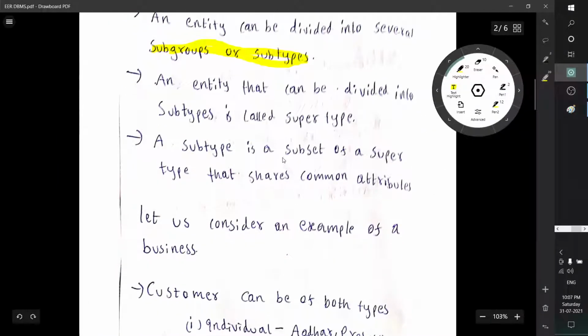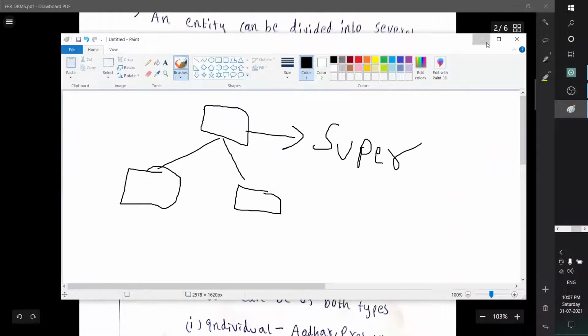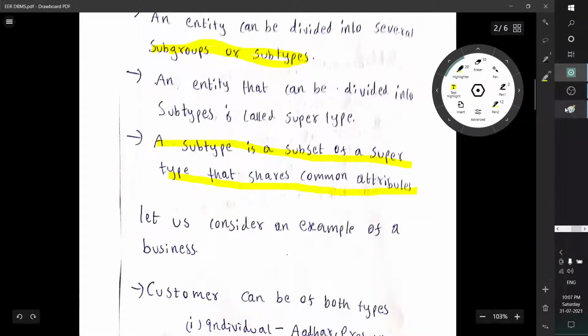Now a subtype is a subset of a supertype that shares common attributes. So let us keep this aside. A subtype is a subset of a supertype that shares common attributes. So the subset of the supertype is these both things, and then they share common attributes.